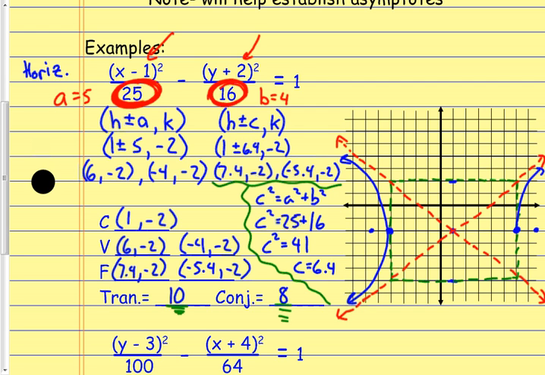And that's it. That's my hyperbola. Okay? So I use the transverse and conjugate axis to draw what I call a magic box. And once I draw that magic box, I have my asymptotes, and my graph kind of takes care of itself. Okay? If I look at another one.